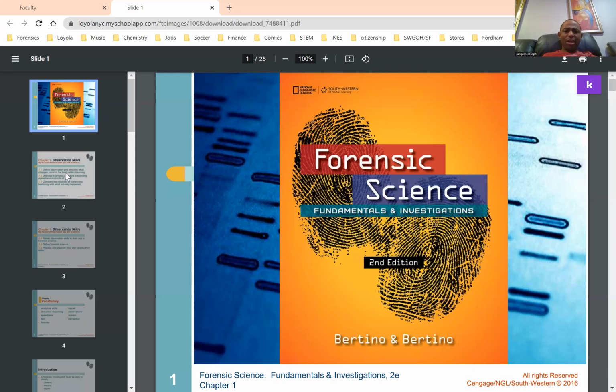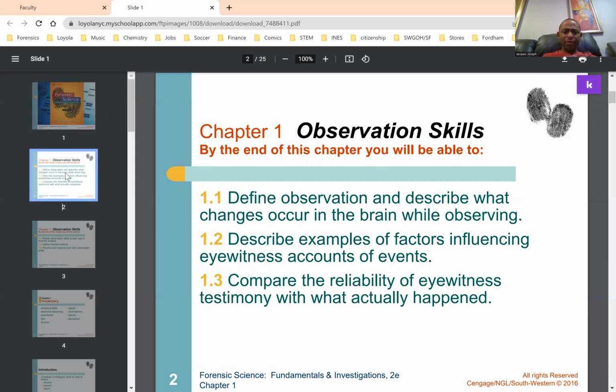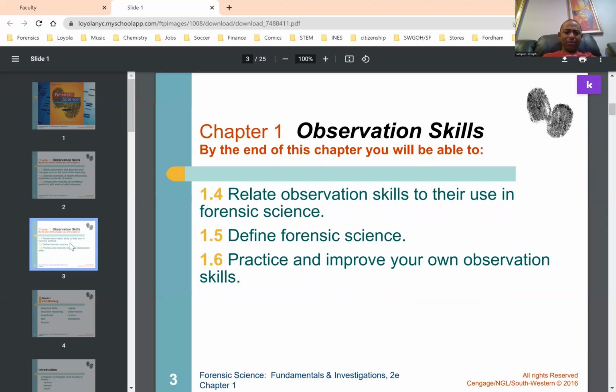All right, so in this chapter, we're going to define observation, look at what happens in your brain when you observe, and the factors that might influence that. Those slides are on my list for you to keep, but I want to go over them. So that's the way we're going to teach this year. It's going to be kind of a flipped classroom.